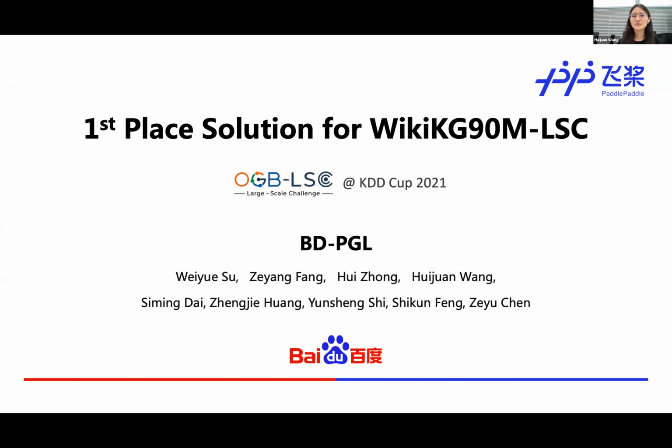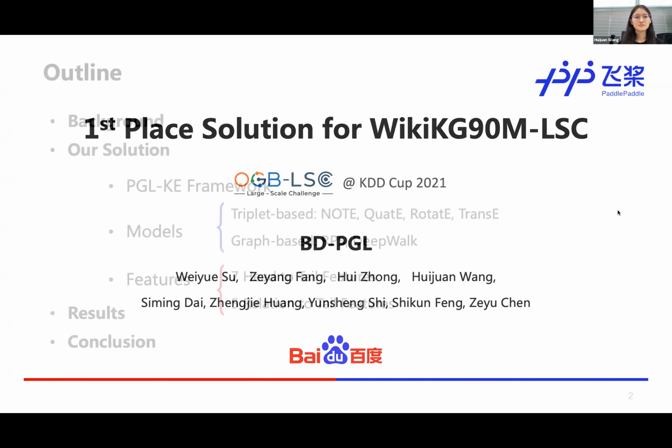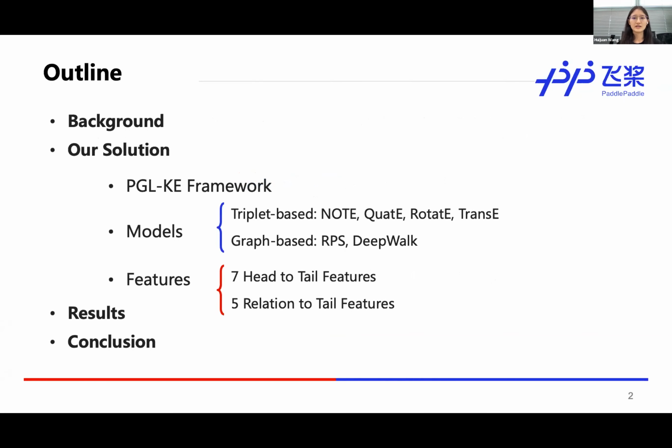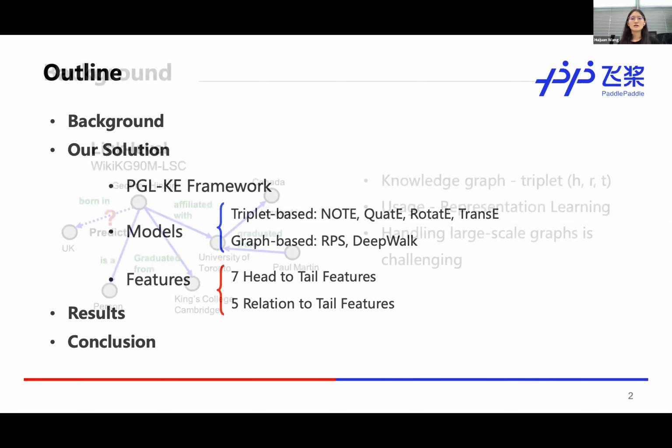Okay. Hello everyone. I'm Huijun Wang, coming from the Baidu PGL team. It's my pleasure here to share our solution. The outline is as follows. First, I will briefly introduce the background and then detail our solution from 3 aspects: the framework we used, models, and features. The results and the conclusion are given in the last.